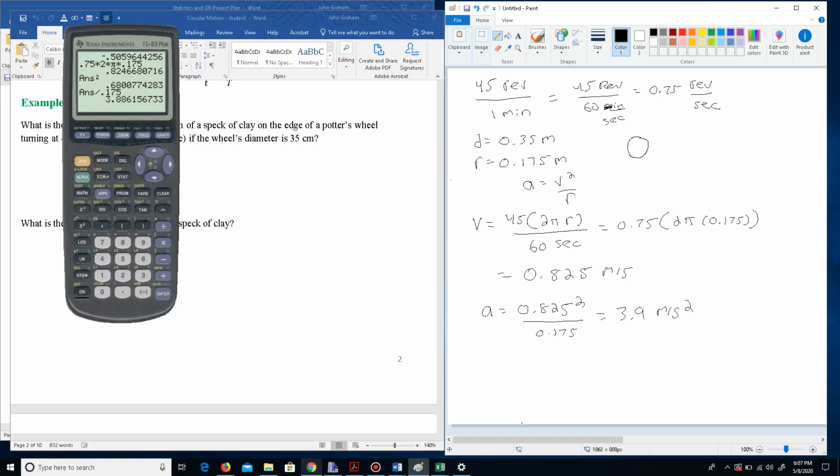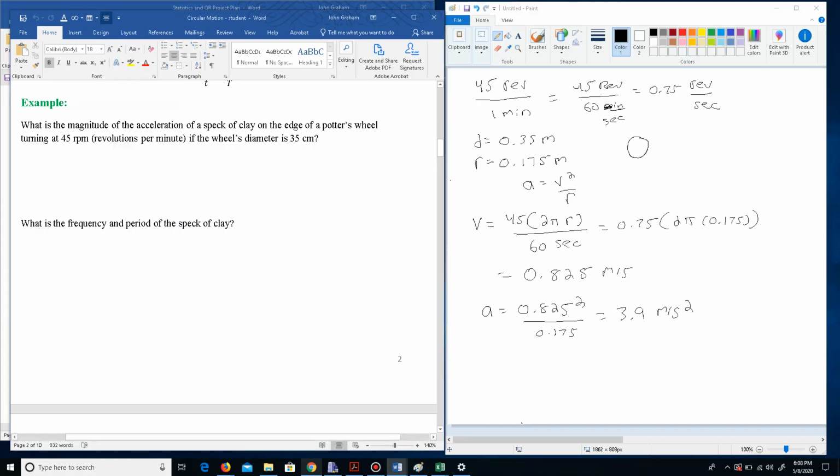And so this is the acceleration of this speck of clay as it goes around the edge of the wheel. Now we want to know the frequency and the period for this speck of clay. We can do this in a couple of ways. We can do what we did up here: how many revolutions per 1 minute. When we broke it down into how many revolutions per 1 second, that's exactly what we need to find for the frequency. Remember, the period is the time for 1 revolution. The frequency is the number of revolutions per 1 second. So that's what we have here. We already have the frequency. So to get the period, we just flip that: 1 over 0.75.